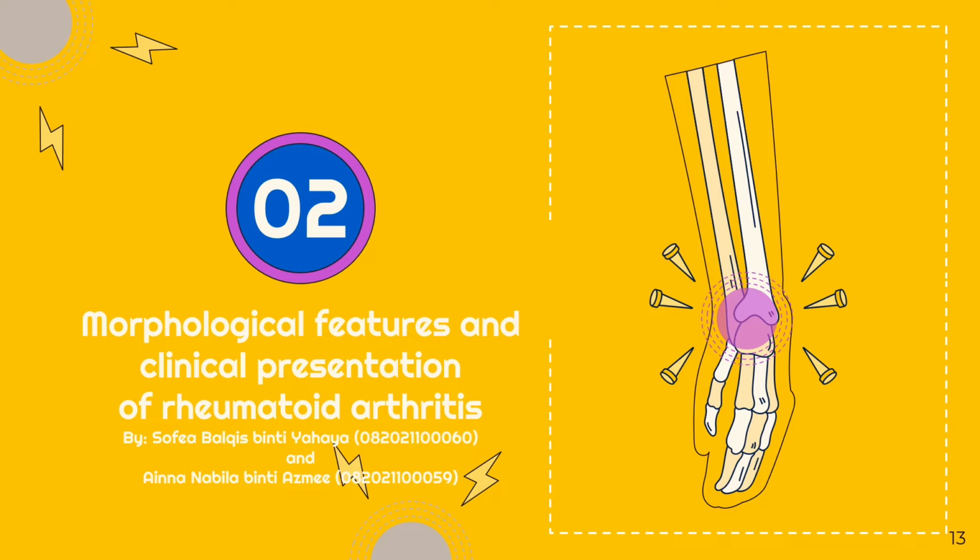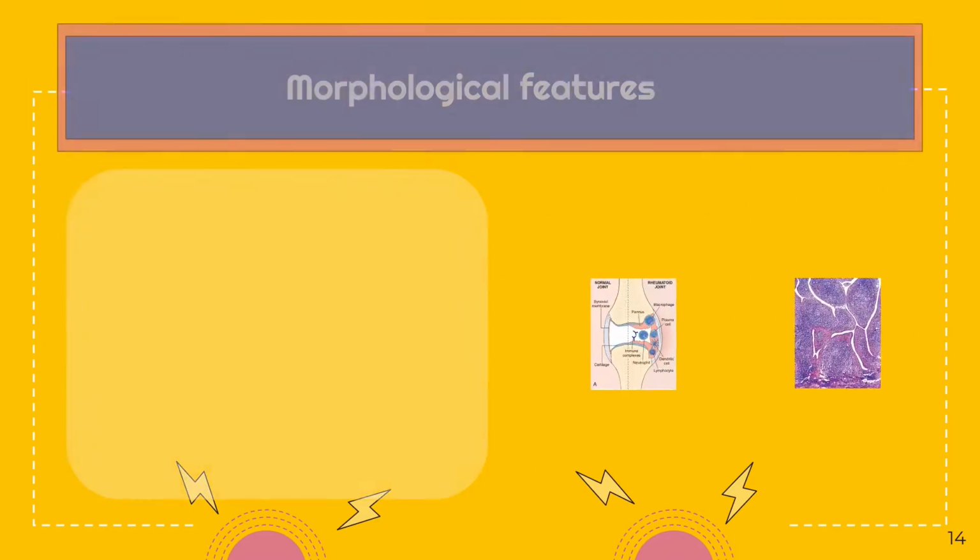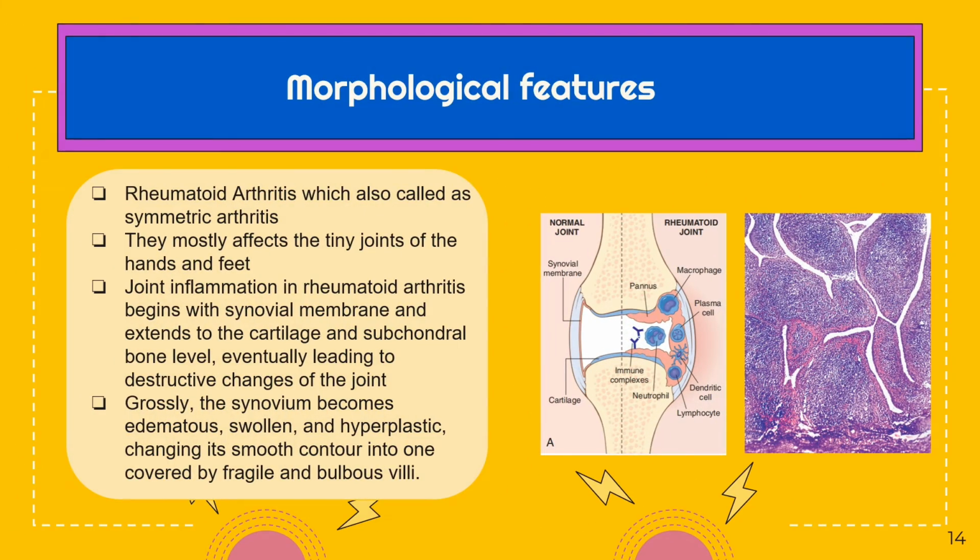Moving on to TLO number 2, morphological features and clinical presentation of rheumatoid arthritis. Assalamualaikum and hi everyone. I'm Sofia Balkis. In this part of my presentation, I would like to talk about the morphological features of rheumatoid arthritis. First of all, let me shortly brief what exactly rheumatoid arthritis is.